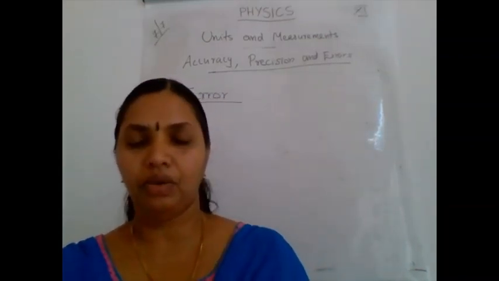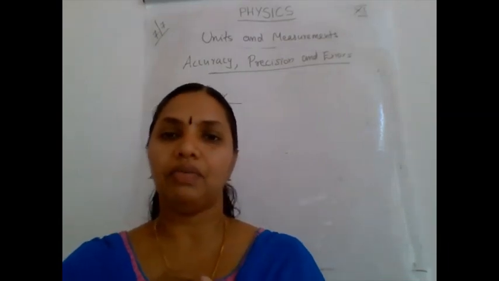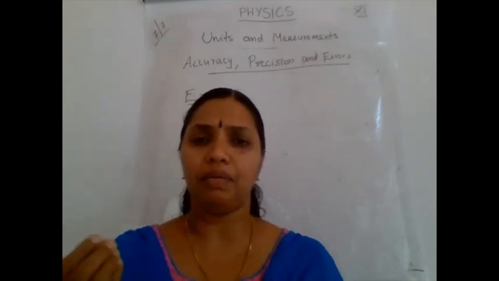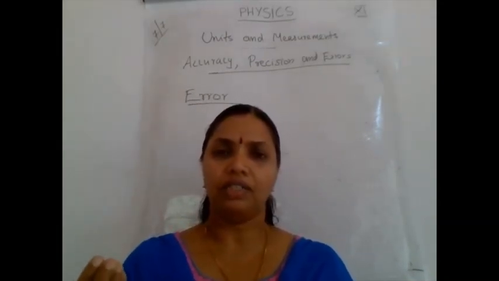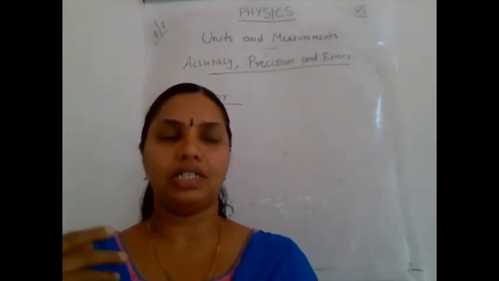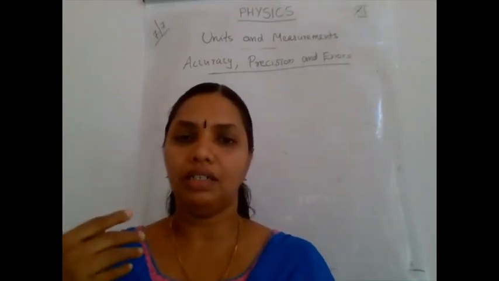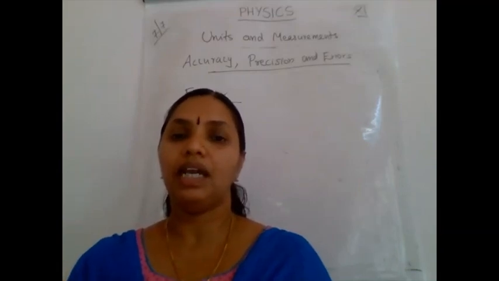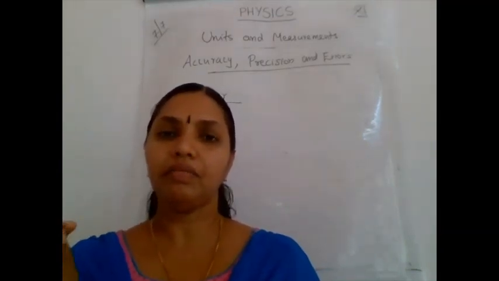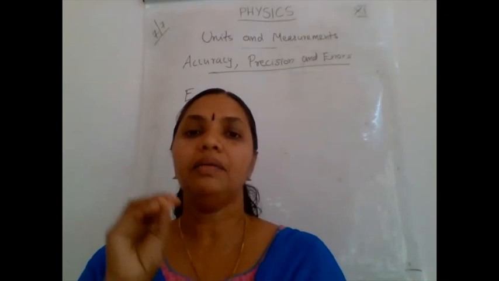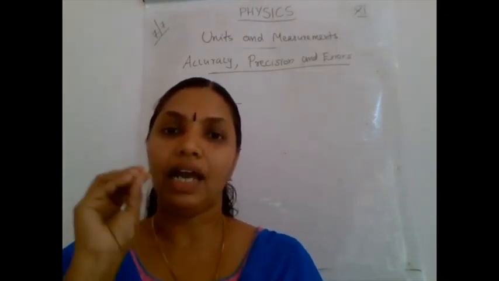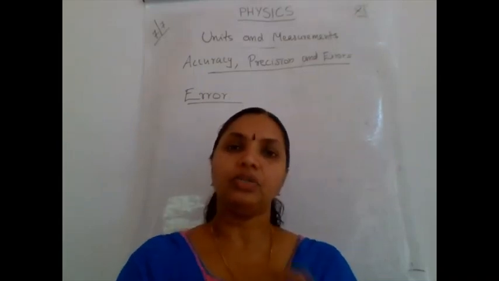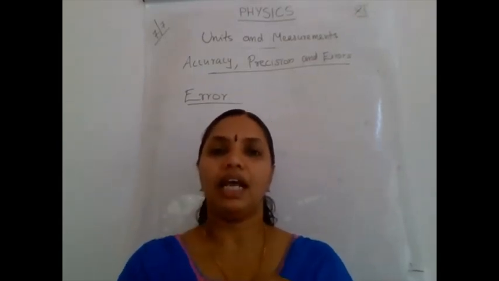So while taking a measurement, because of many reasons, many problems are there. That is our fault, for example while taking the reading our concentration is lost and we read something else, or there are some problems with the instrument. Everything may cause a difference between the measured value and the actual or true value of the physical quantity. That difference we call the error.